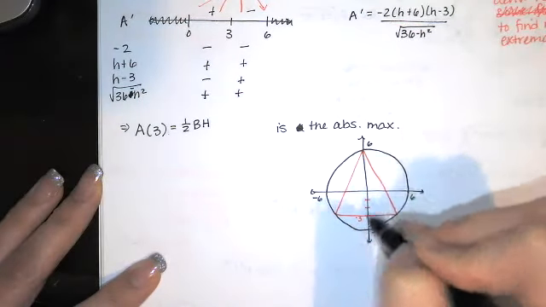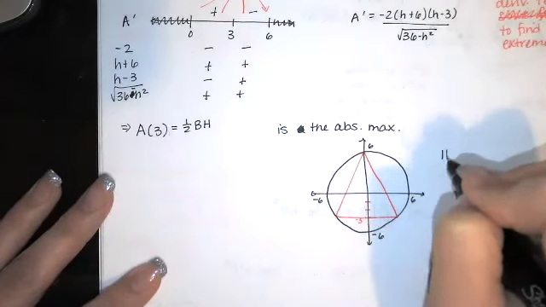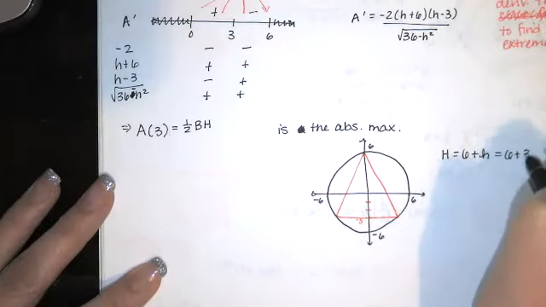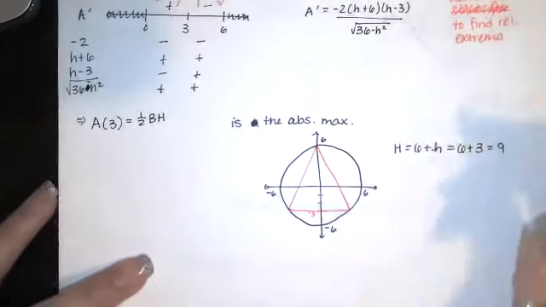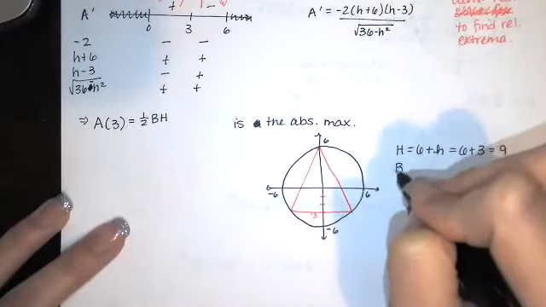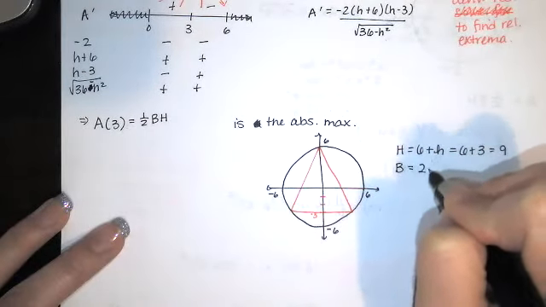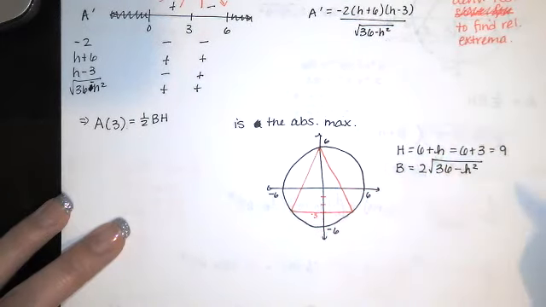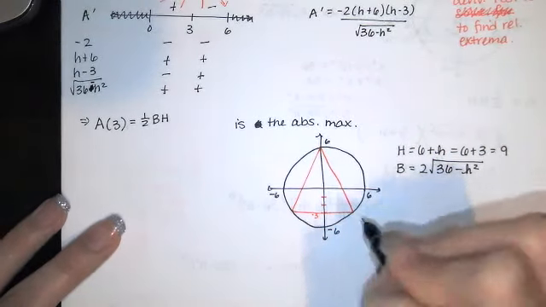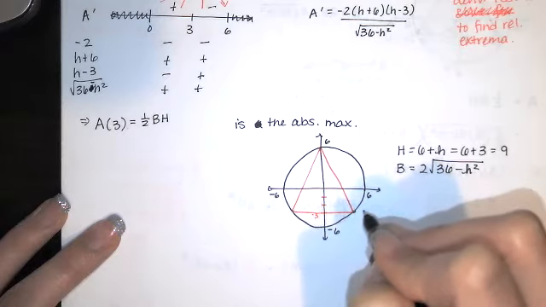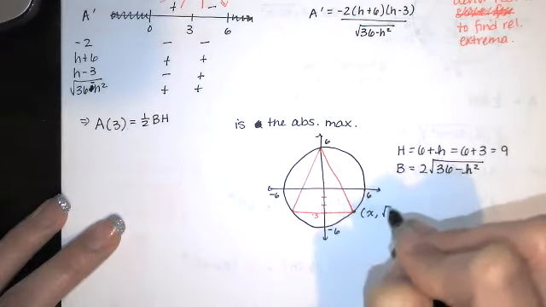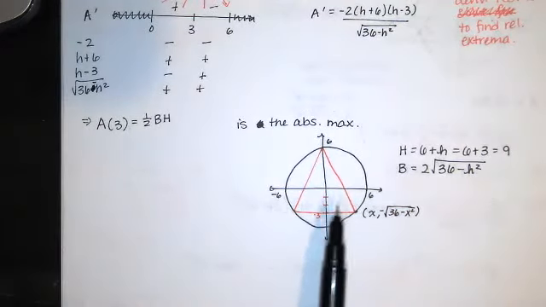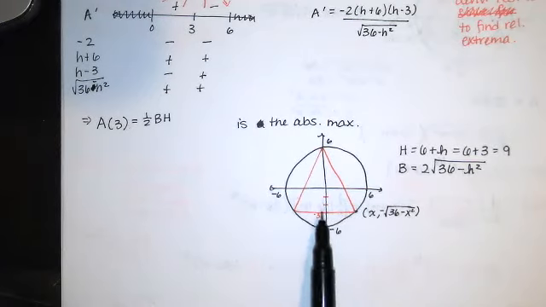This height is 9. So it was 6 plus little h. So 6 plus 3 is 9. And the base, no, it's been a while since we calculated it. It was 2 times the x value, and that was 2 times the square root of 36 minus h squared. Because this point was x and the negative square root of 36 minus x squared. And the base is x plus x, so that's 2x.